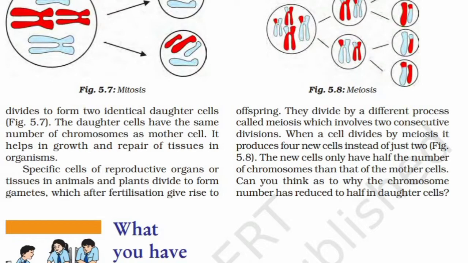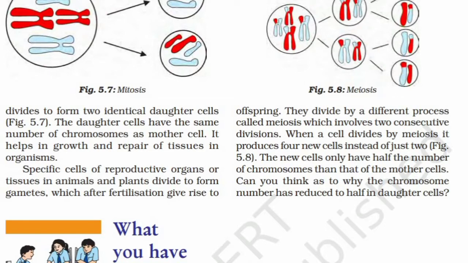They divide by a different process called meiosis, which involves two consecutive divisions. When a cell divides by meiosis, it produces 4 new cells instead of just 2. In the case of mitosis, a mother cell was divided into 2 daughter cells, but in the case of meiosis, one cell divides and produces 4 new cells.